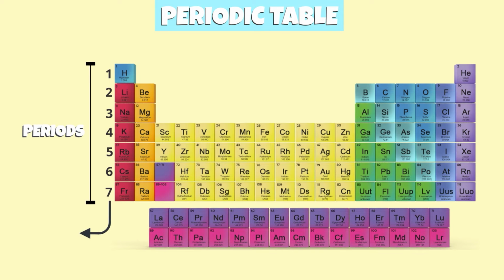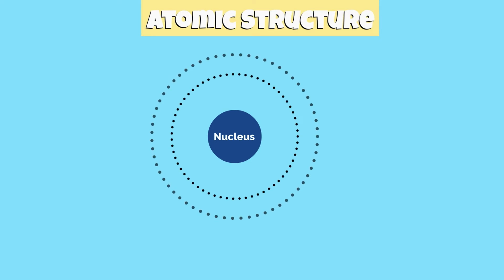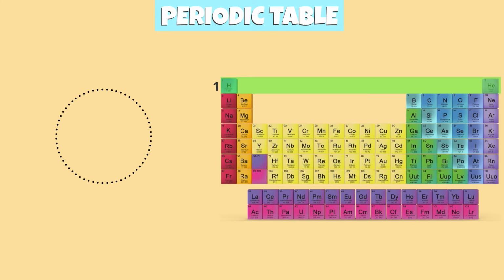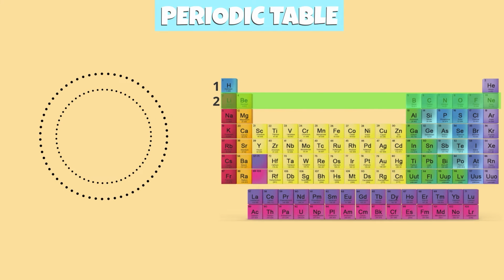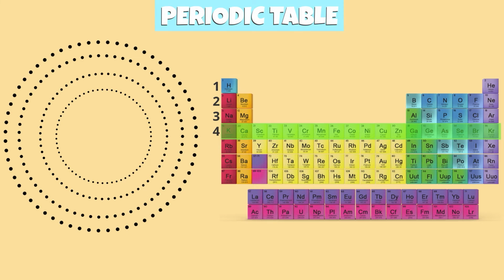The rows in a periodic table tell us how many orbitals an element has. These orbitals, also known as shells, are positions that surround the nucleus of an atom where you'll find electrons. All elements in the first row or period have 1 orbital. In the second row or period, they have 2 orbitals. Elements in the third row have 3 orbitals. In the fourth row they have 4 orbitals, and so on.